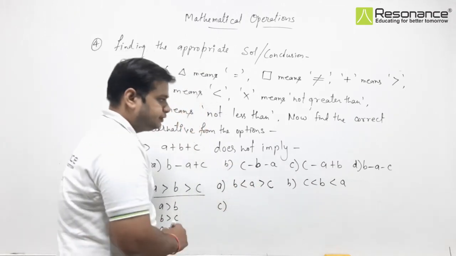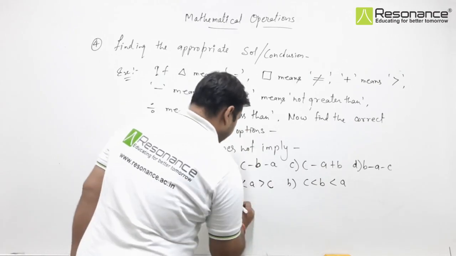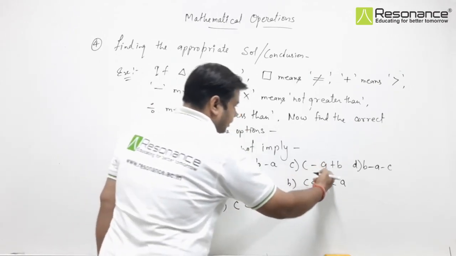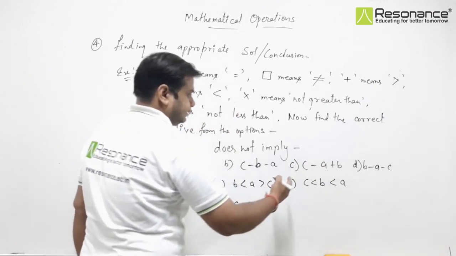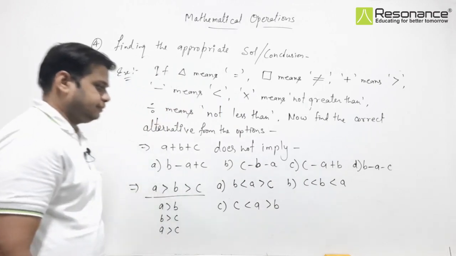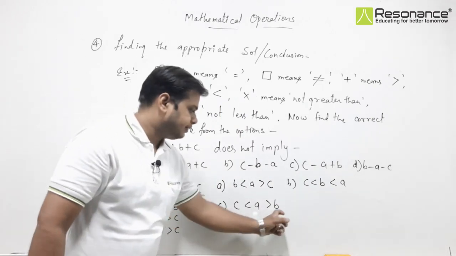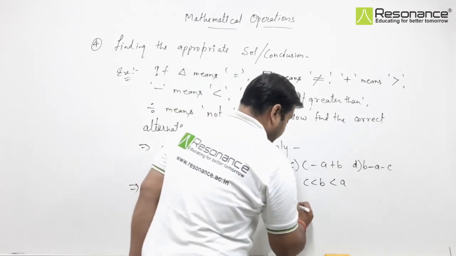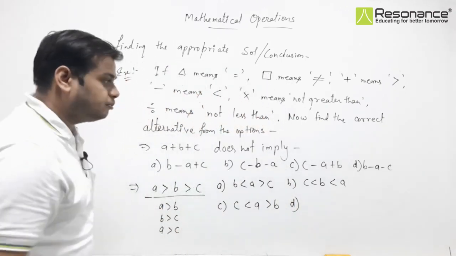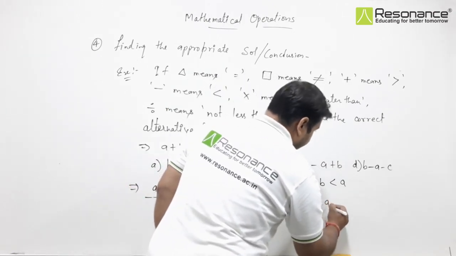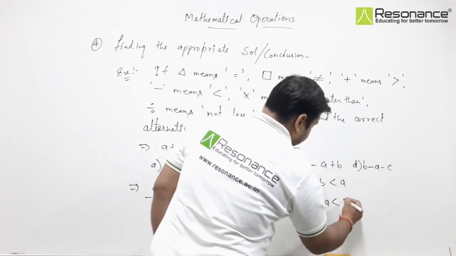Let us see option C. C is less than A and A is greater than B. This may also be possible. Let us see option number D. B minus A, that means B is less than A, minus C, A is less than C.